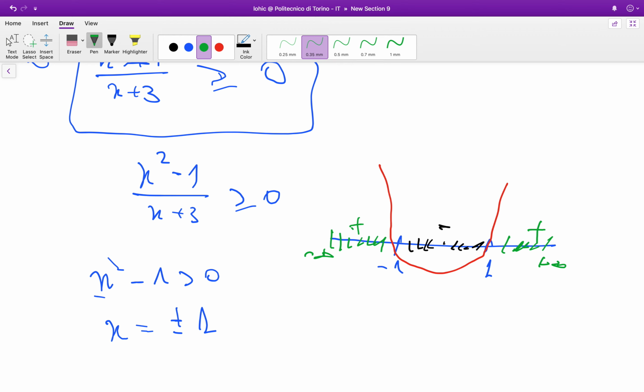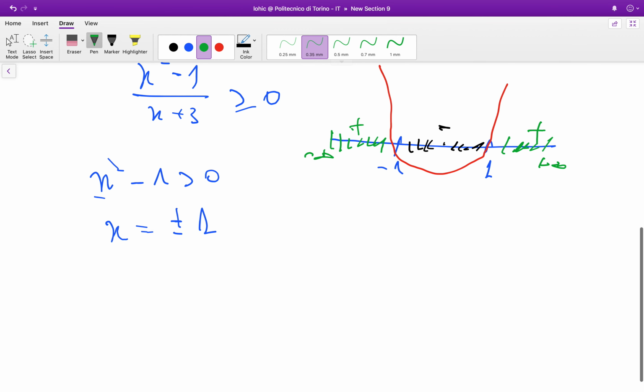Can you repeat your question? The question of my student is: how do I know that it is positive and how it is negative? In the interval from -infinity to -1, you see that the graph is above the x-axis, so it is positive. Also from 1 to +infinity, the graph is above the x-axis, so it is positive. But between -1 and 1, the graph is below the x-axis, so it's negative.